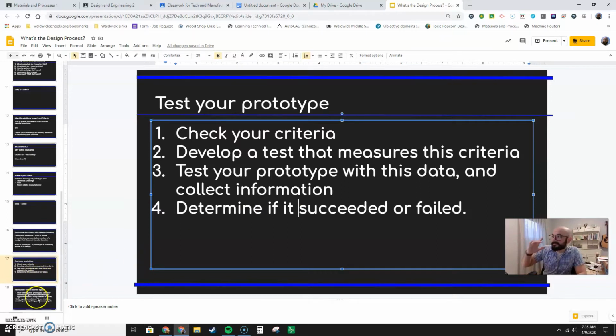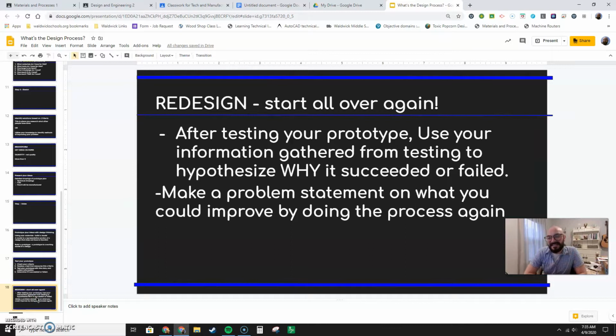After we've done our testing, redesign. This is where the design loop is a loop. So we test our prototype and use the information that we gathered, whether it succeeded or failed, and if it failed, we hypothesize why it failed, because that gives us information on how to improve it. Final thing, you look at your prototype and you define a problem that you want to improve, just like the first step of the design process. That's the full circle, and it goes around and around and around.